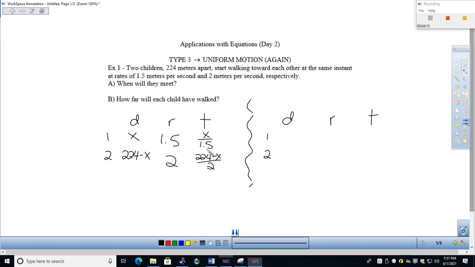Once we have our third column, now we have to actually set up an equation from that column. The question really is, what do we know about the times of the children? In this particular case, they start walking toward each other at the same instant, and obviously they're going to go until they meet. So from my perspective, it seems like they've walked the same amount of time. And so the time of child 1 is equal to the time of child 2.